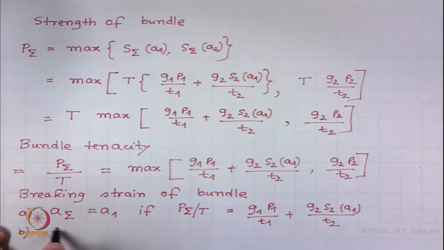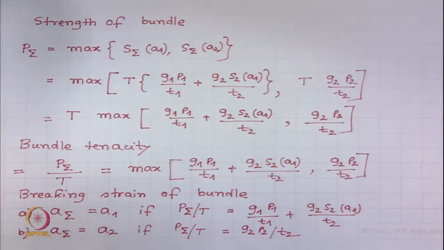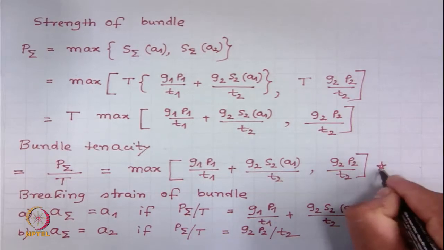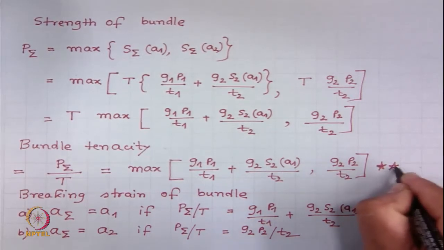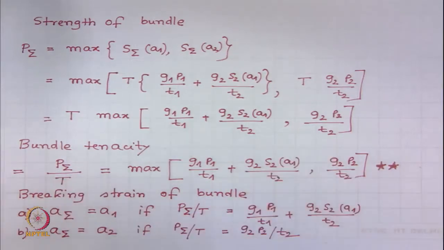Otherwise, the breaking strain of the bundle can be equal to A2, the breaking strain of the type 2 fiber, if this is equal to G2 P2 by T2. Right. Now, we would like to know the graphical representation of this expression, how this expression looks graphically.